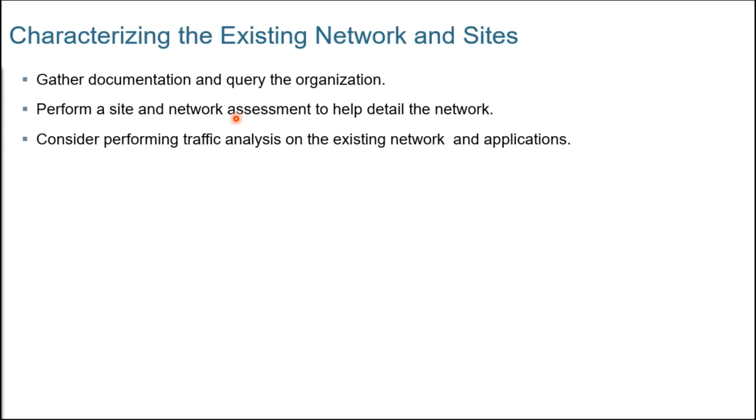The first step in characterizing the existing network and sites is to gather as much information about them as possible, typically based on the following input. Customer input, that's step one. Review the existing documents about the network and use verbal input from the customer to obtain a first impression about the network. Although this step is mandatory, it is usually insufficient and some results might be incorrect.